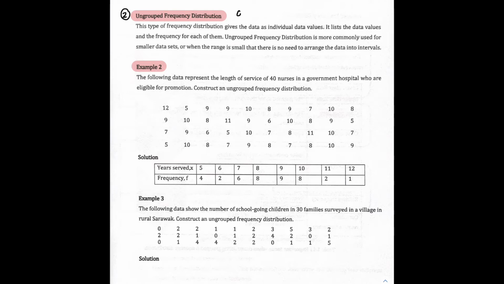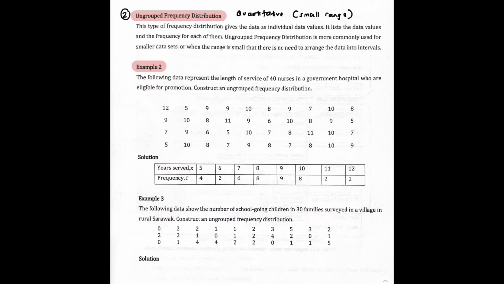The second type we call the ungrouped frequency distribution. This one is for quantitative data, but where you have a small range of data. Small range means, let's say you have data where the lowest is 2 up until 10. From 2 up until 10 is considered a small range of data.